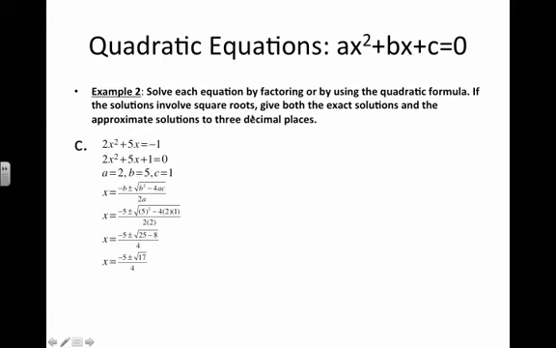And the approximate solutions to 3 decimal places. So you want to take your handy dandy calculator and do negative 5 minus the square root of 17 over 4, and negative 5 plus the square root of 17 over 4. And we get x approximately negative 2.281 and x approximately negative 0.219. Okay, so we've got our 2 solutions written in exact form and then also in approximate decimal form, rounded to 3 decimal places.